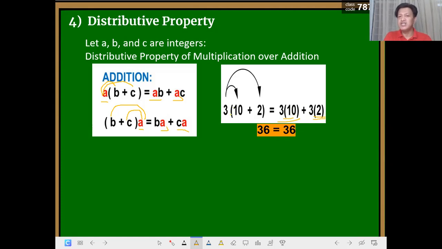Same lang siya dito. Kapag chinek mo naman dito, di ba, 10 plus 2, 12 yun. 12 times 3, kaya 36. Kaya same lang po siya ng product.